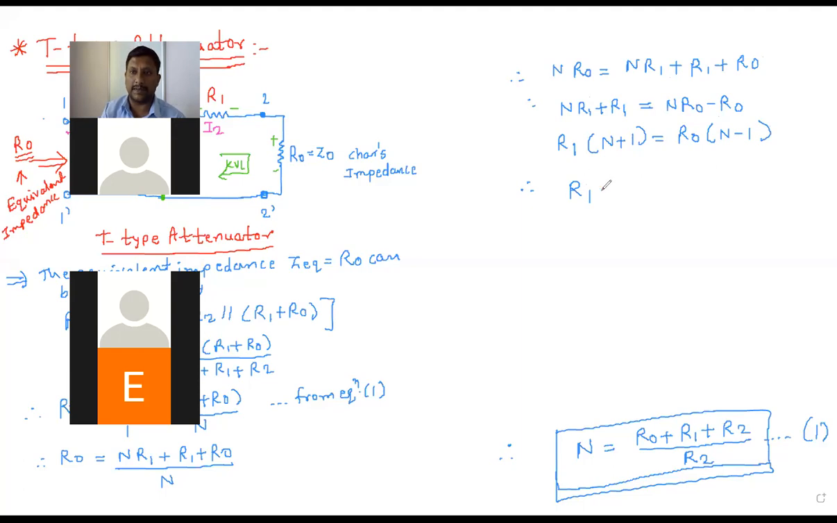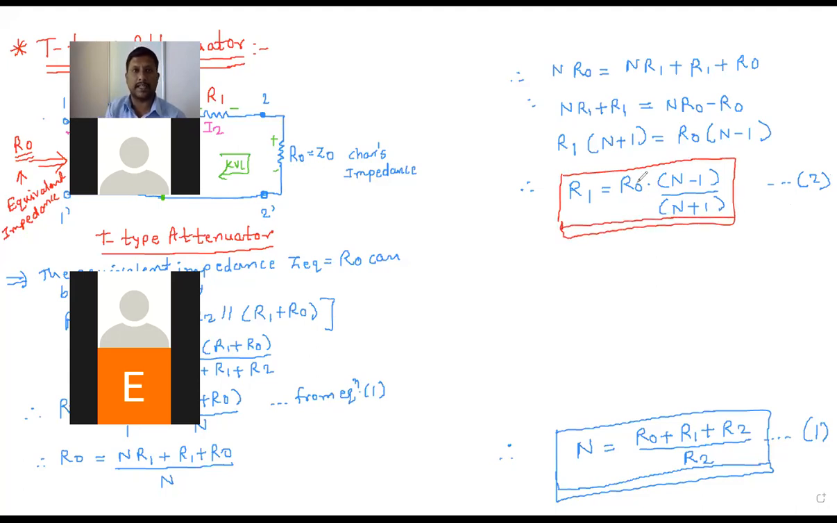Now next, R1 you have to calculate, कारण आपण फॉर्म्युला कशाचा डिझाइन करतोय? R1 चा. So R1 you can keep on the left-hand side. Remaining things you can take on the right-hand side. So R1 equals R0 into n minus 1 divided by n plus 1. This is my equation number 2, which gives the formula for calculating R1. हा जर फॉर्म्युला तुम्ही यूज केलात तर तुम्हाला R1 चं व्हॅल्यू कॅल्क्युलेट करता येतं. R0 is the characteristic impedance. N is the attenuation in Neper.